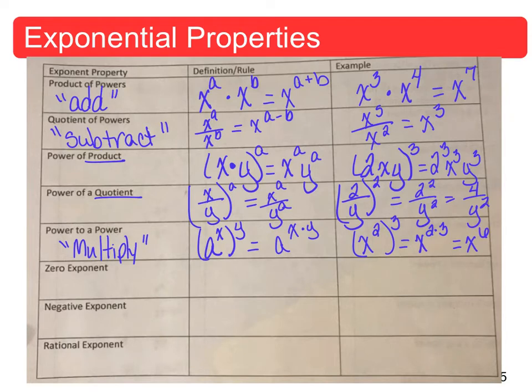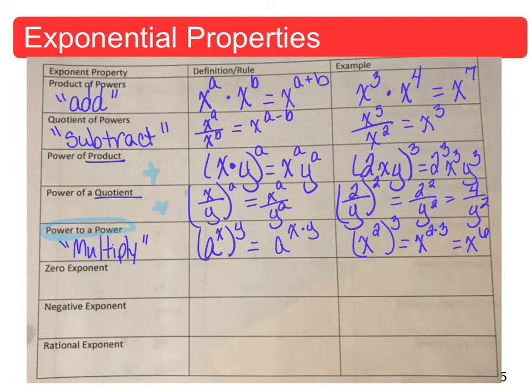Okay. Now, what happens is this right here is often used with these. So very, very often you're going to have a power to a power with a power of a product or a power of a quotient. Those properties are used together a lot. So be aware of that. Be aware that you're using some of those at the same time.